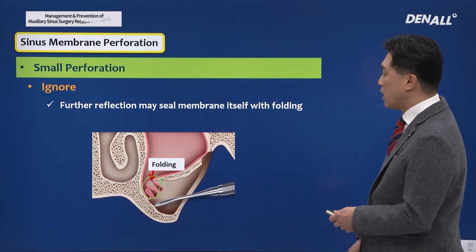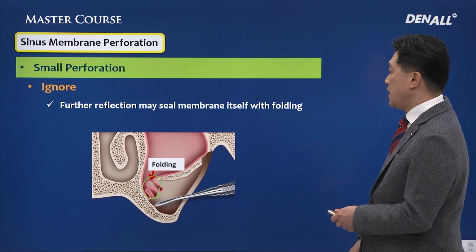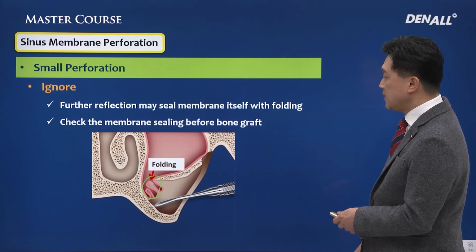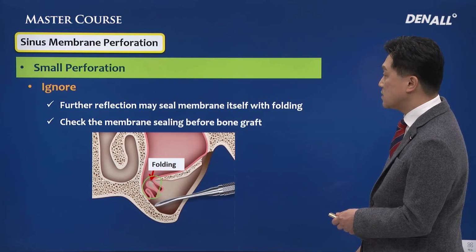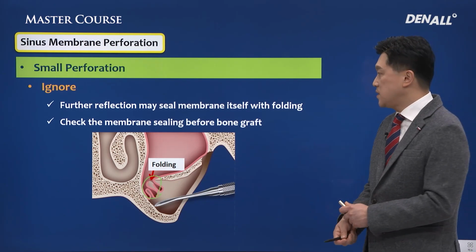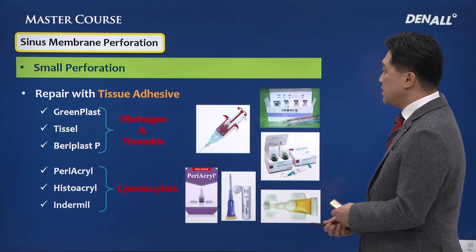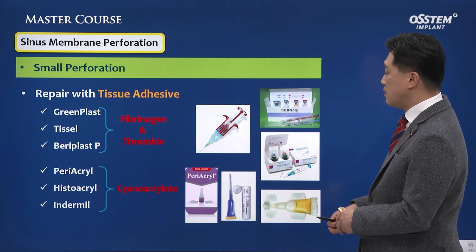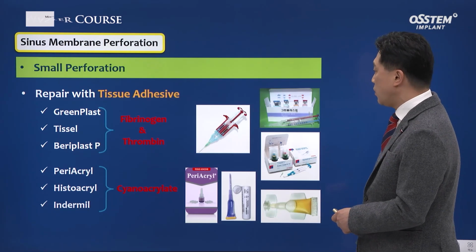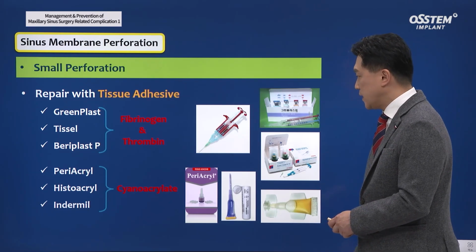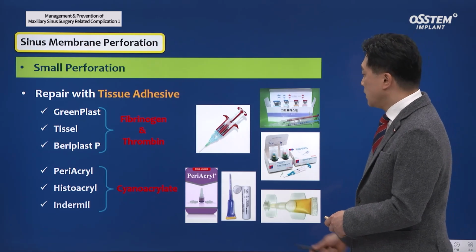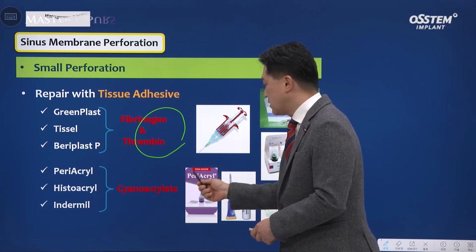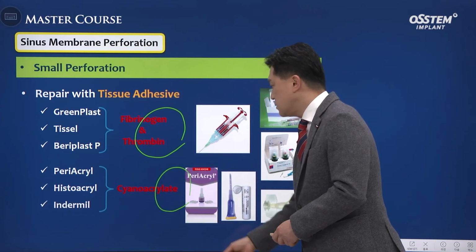In most cases, collagen membrane is used for repair. We need to check whether sealing is done properly before doing graft. But it is not easy to do so, clinically speaking. In the case of tissue adhesive, we can use it for repairing small perforation personally. I don't think this is cost effective. Use of fibrin or fibrinogen, they're fine, but using tissue adhesive, you may need to think it over.